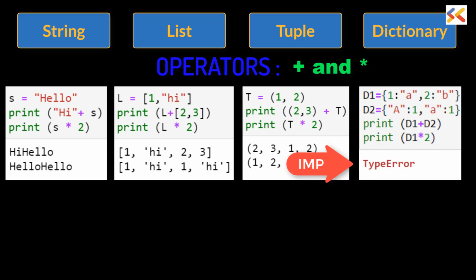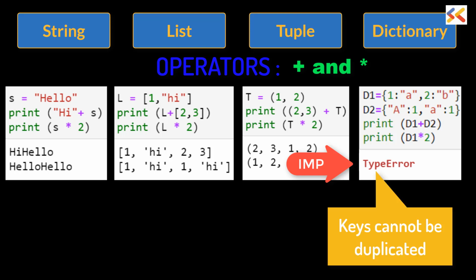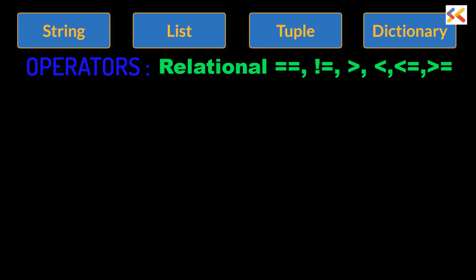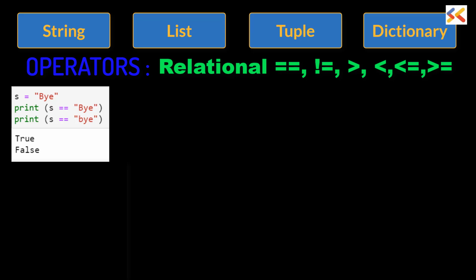Now what about dictionary? It does not allow plus or multiplication operator. As keys cannot be duplicated, it does not allow either of them. Now let's see relational operator equal to, not equal to, greater than and less than, and see how they perform on each one of them. For strings, we can use relational operator like equal to compare if two strings are equal. Note it will always do a case sensitive comparison. If they are same case, it will return true, but if they are different in case, they will return false.